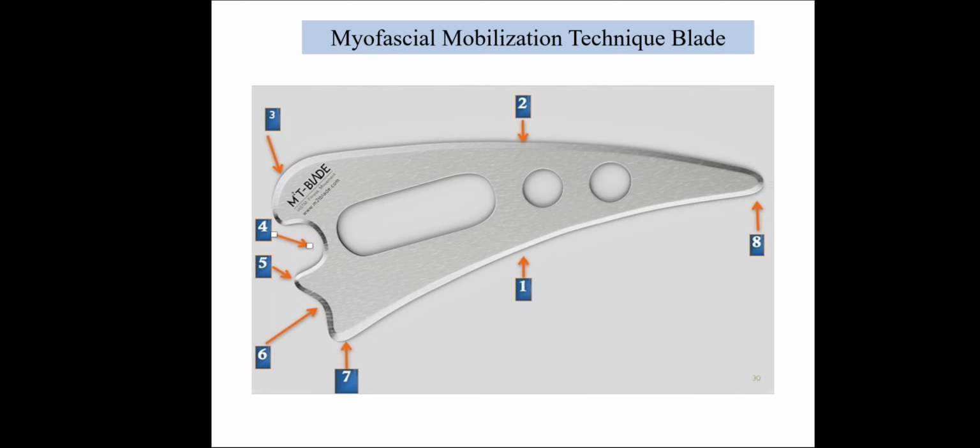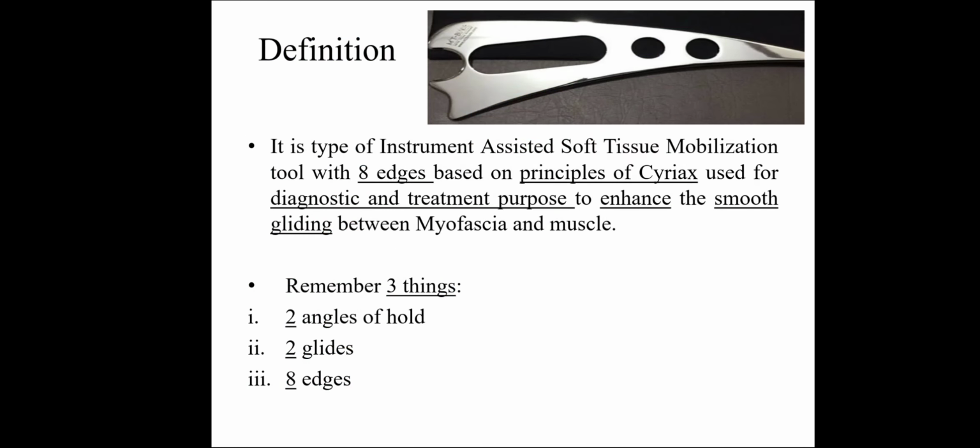You can see the edge 1 and edge 2 are angulated. So please remember, edge 2 is angulated in the plane 55 degree and edge 1 is angulated in the plane 45 degree. So while using the blade for diagnostic or treatment purpose, please maintain the angle respectively during the usage of the blade for that particular edge. So now we have dealt with 2 angles of hold, 8 edges.